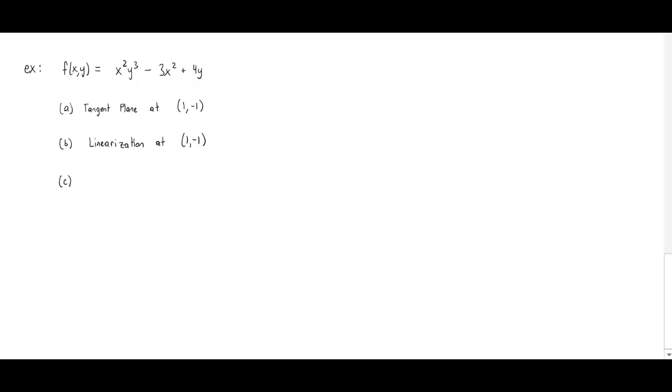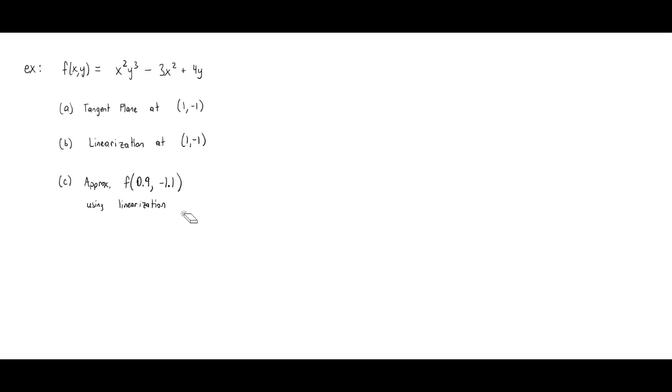And then let's say after that, we want to approximate my function f at, let's do the point 0.9, -1.1. So we'll approximate that using the linearization. Okay? All right. So were there any questions? Okay, all right.